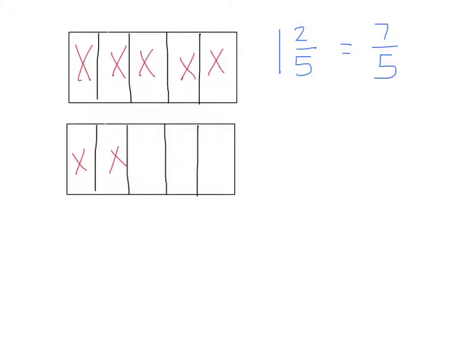Okay, so we know that we can see 1 and 2/5, and we can count those out and make it 7/5. So we know that those two are equal. Now, let's look at a way to do this without having to draw out all the pictures. The first thing that I'm going to think about is 1. 1 whole is equal to 5/5. 5/5 plus 2/5 is equal to 7/5. Remember, when we add fractions that have like denominators, the denominator doesn't change. We only add the numerators.